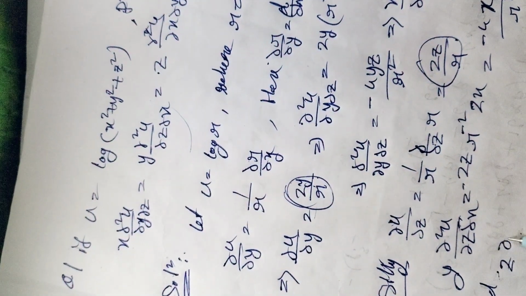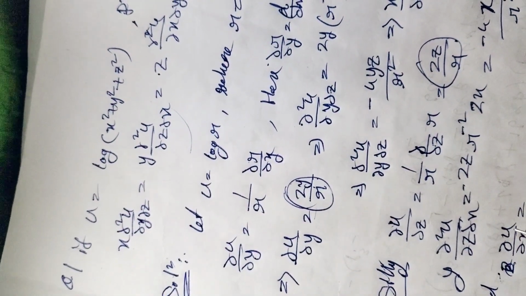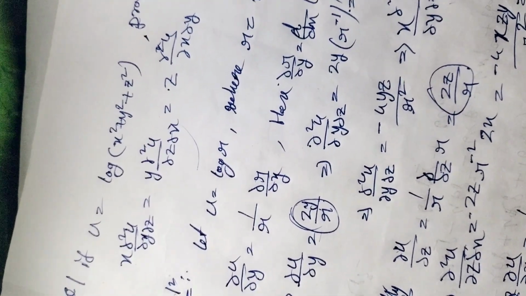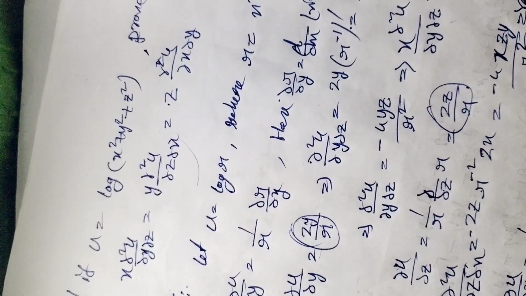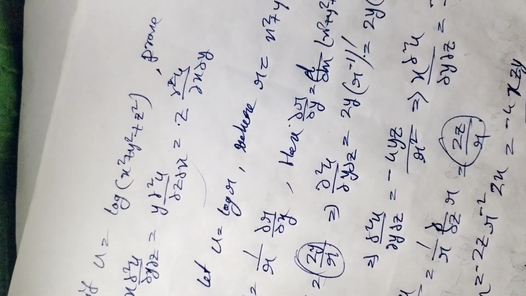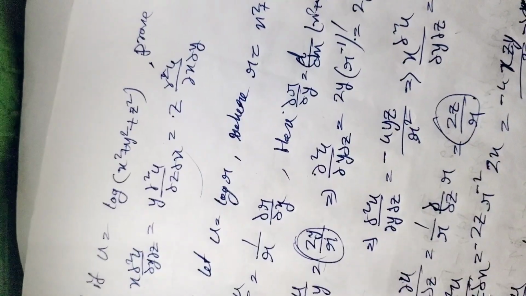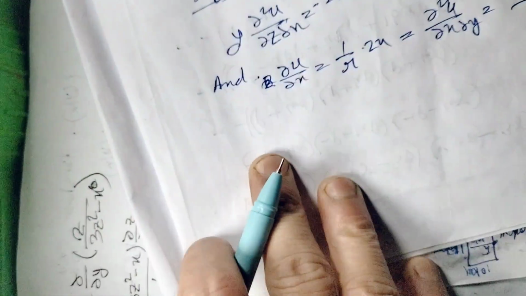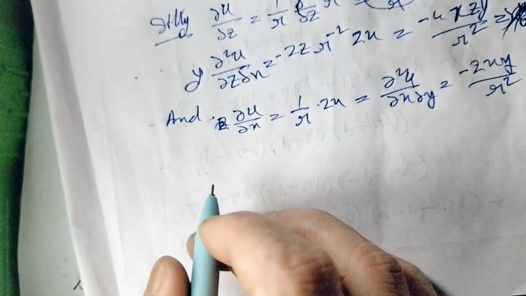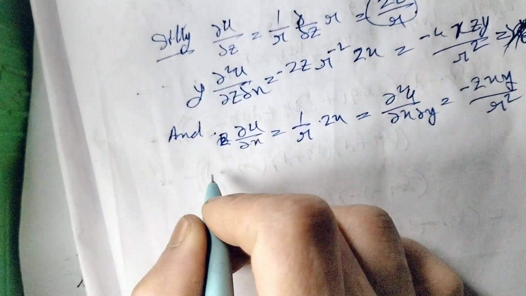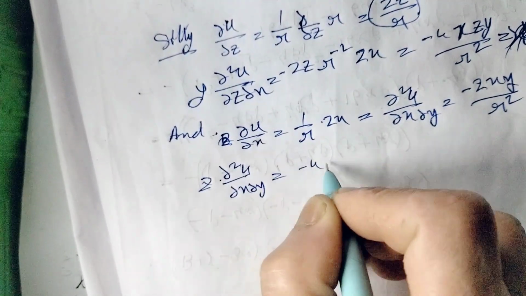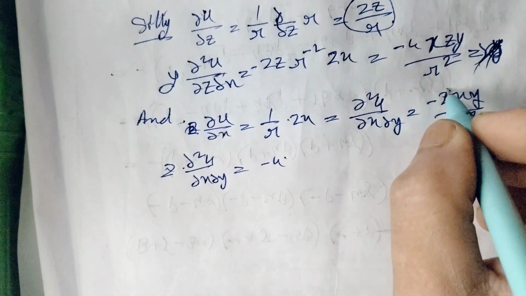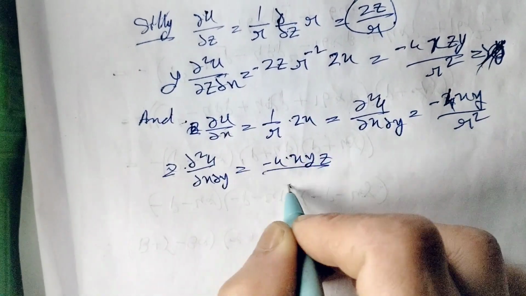Here del u by del x is equal to 1 upon r times del r by del x, which will be 2x. This implies del square u by del x del y is equal to minus 2xy divided by r square. We have processed in a similar way. Now we have to find z times del square u upon del x del y. This will give minus 4xyz upon r square.